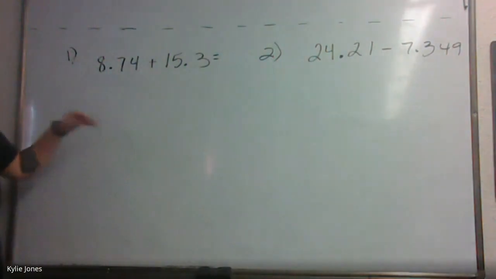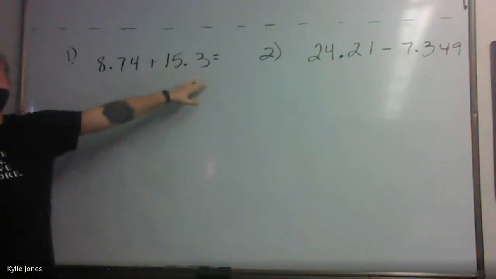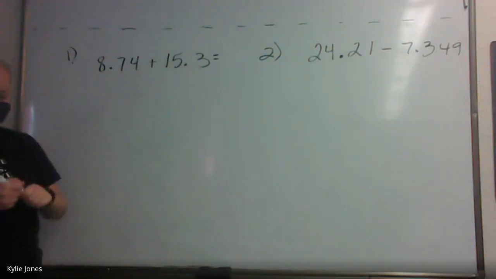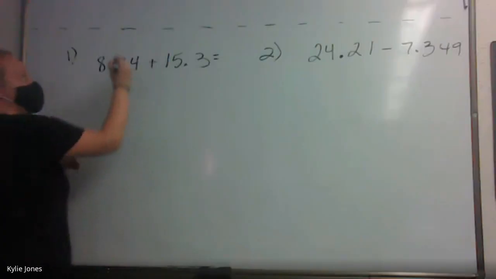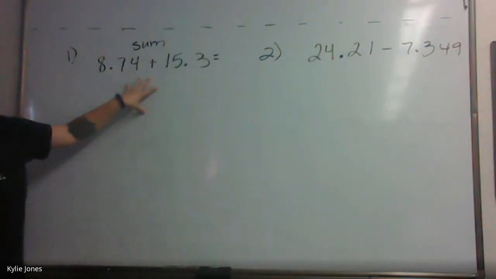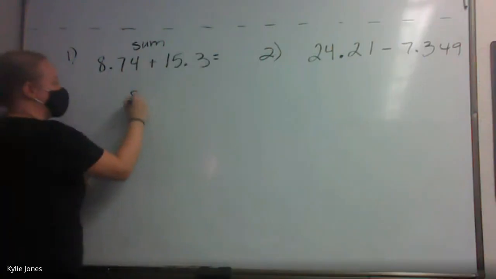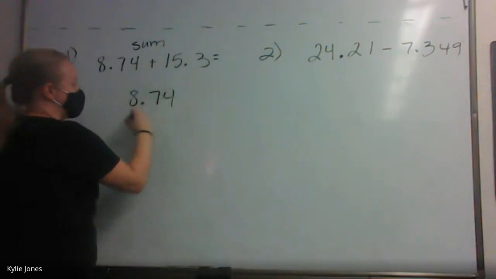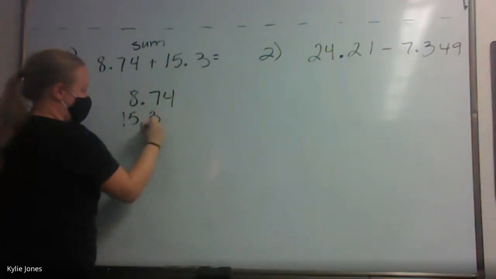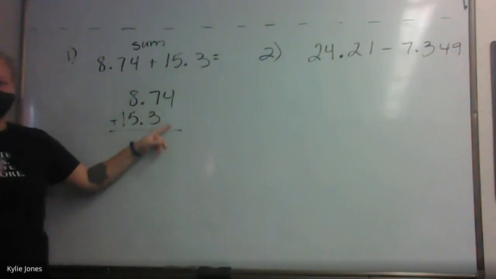All right. So let's go over these. Now, before we go over it, when we find the answer to an addition problem, what is that called? Do you guys remember? A sum. A sum. Okay, so we're finding a sum here. And when I do addition problems, do I need to line my decimals up? Yes. Always. Always on addition problems. So we have 8.74, 15.3. Now I have this place value that's empty. What should I put here? A 0. Placeholder 0. Good.